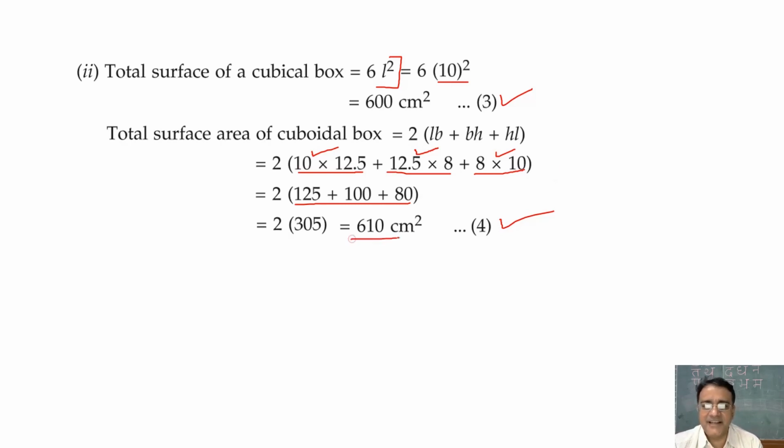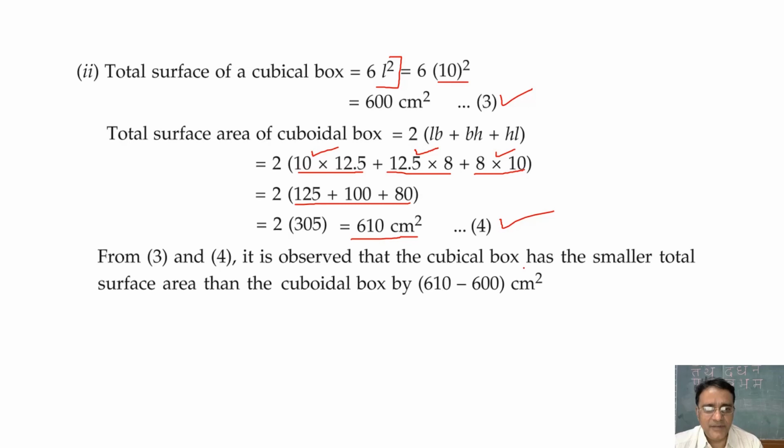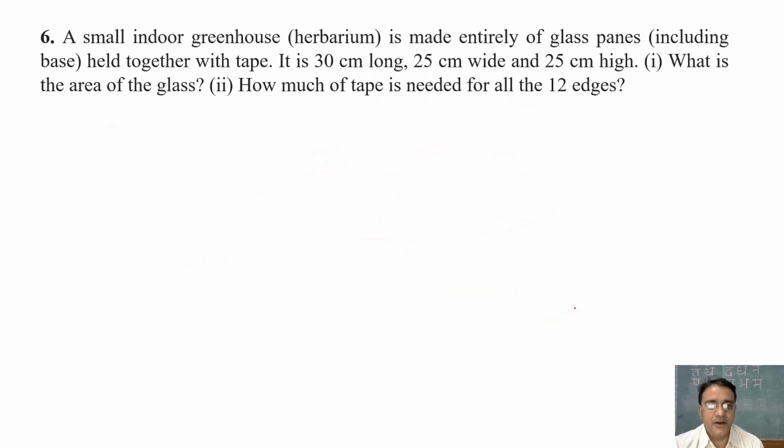10 centimeter square. Very good. So from 3 and 4, it is observed that the cubical box has the smaller total surface area than the cuboidal box by 610 minus 600, that is 10 centimeter square. Any doubt in this question? No, sir. Okay. Now, the sixth question.